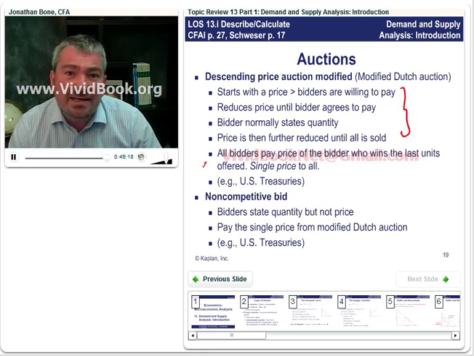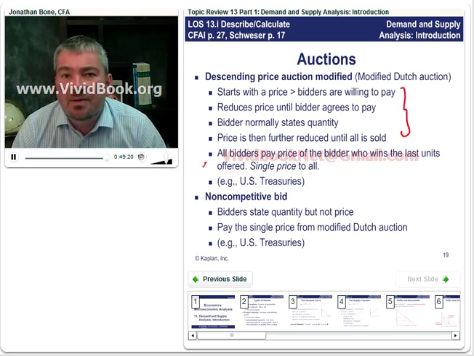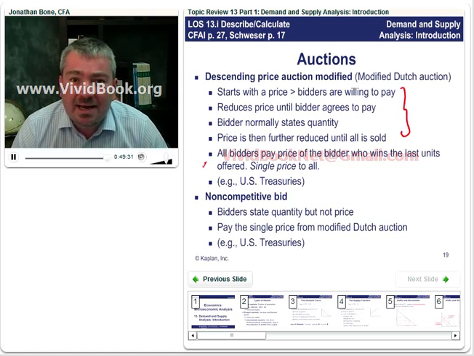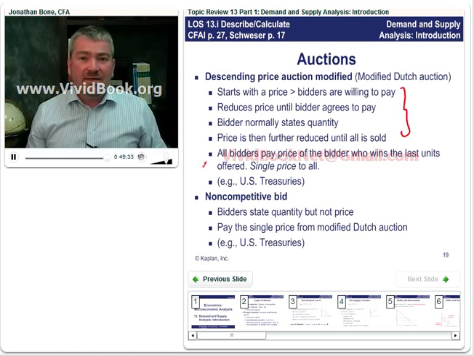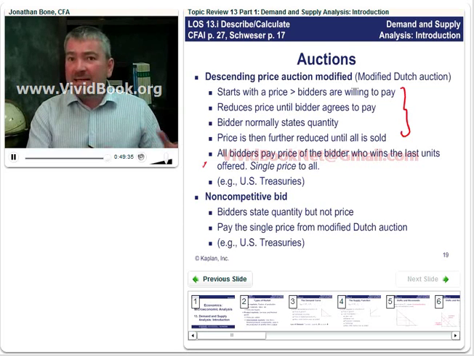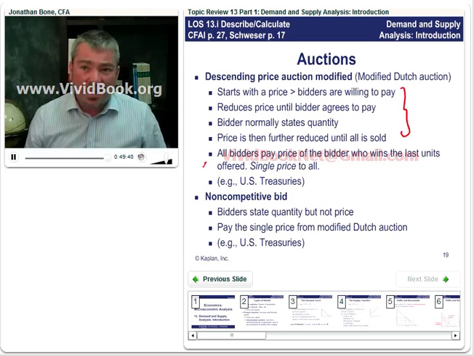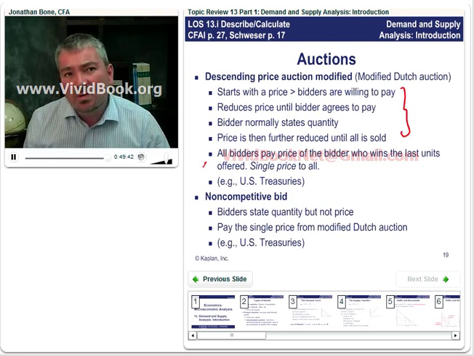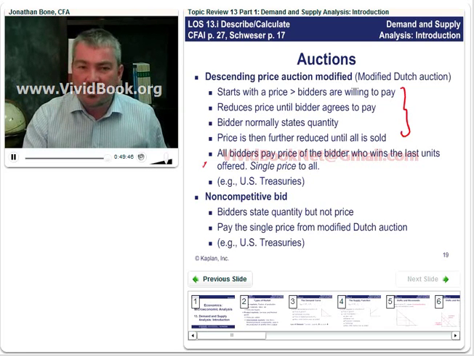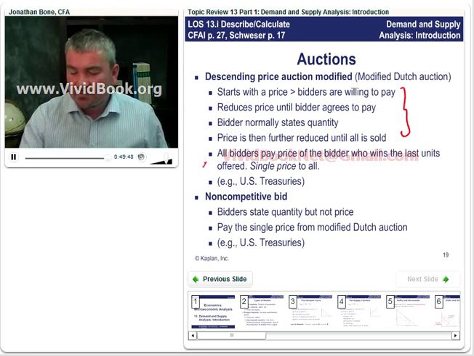Non-competitive bids here, where bidders state quantity but not price. So in other words, you're not stating the price you're willing to buy at. And what you end up doing is paying the price derived from the modified Dutch auction. And again, this is the case for US treasuries. It's also the case for UK government gilts. They have a competitive market, which is just the modified Dutch auction, and a non-competitive market, normally a much smaller quantity of a government bond issue, where you just bid quantity and you pay the price from the competitive auction.